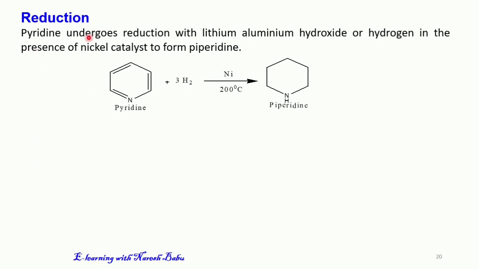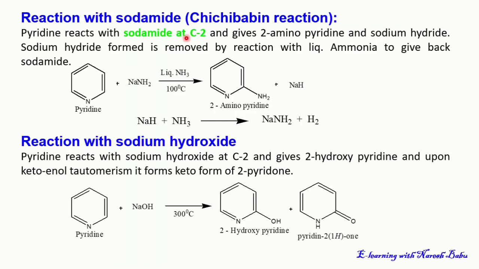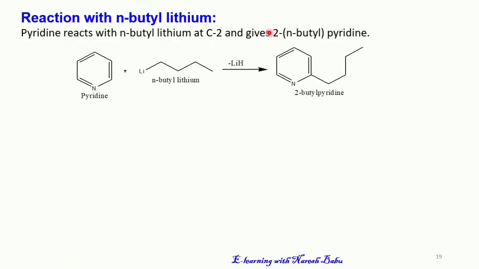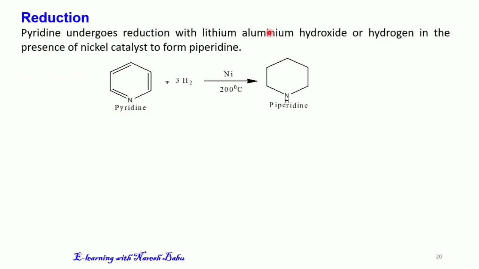And the reduction reaction: pyridine undergoes reduction with lithium aluminum hydride, LiAlH4, or hydrogen in the presence of nickel catalyst. The pyridine is converting into the saturated form of pyridine. So these are the different chemical reactions: electrophilic substitution reactions, nucleophilic substitution reactions, and we saw the reaction with sodamide, that is the Chichibabin reaction, reaction with sodium hydroxide, reaction with N-butyl lithium, oxidation reaction and reduction reaction.